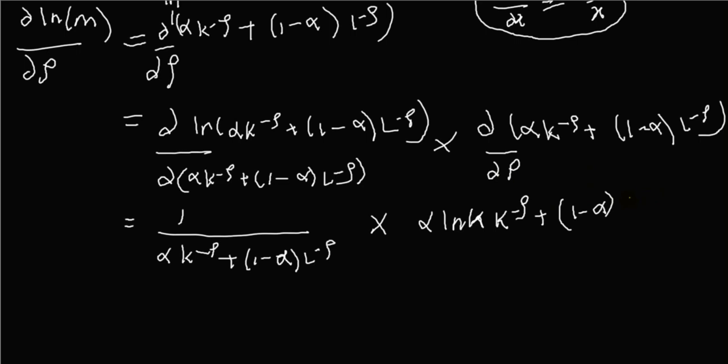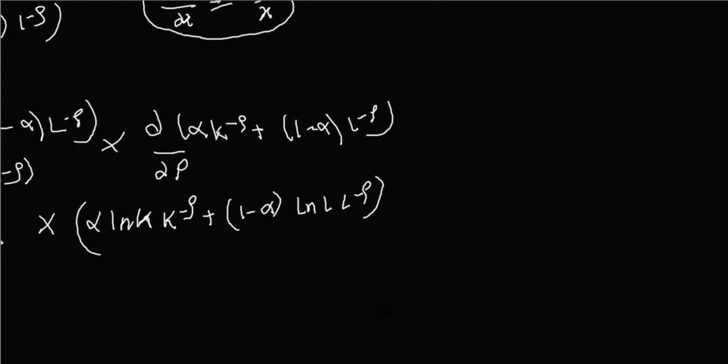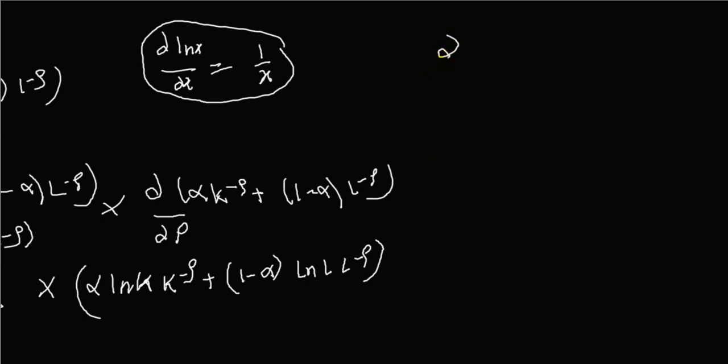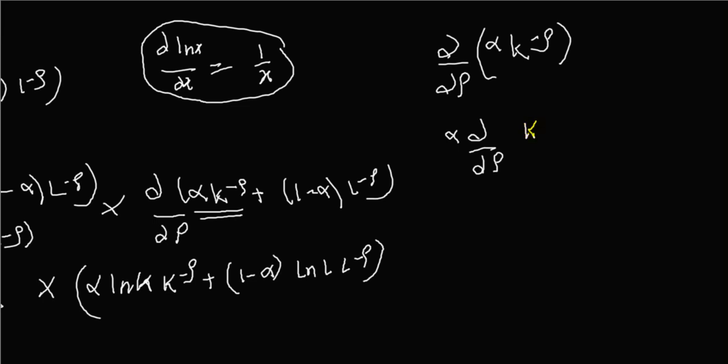It will be ln L, and L to the power minus rho. Its bracket close. I have directly done the differentiation, and I want to show its process. It is that differentiation with respect to rho of alpha k minus rho. I will simply do this for this portion, and the process is same for the second portion. It will come outside d rho k minus rho.